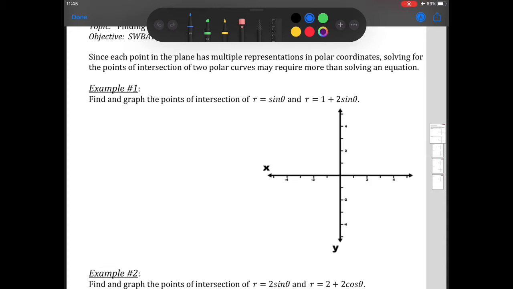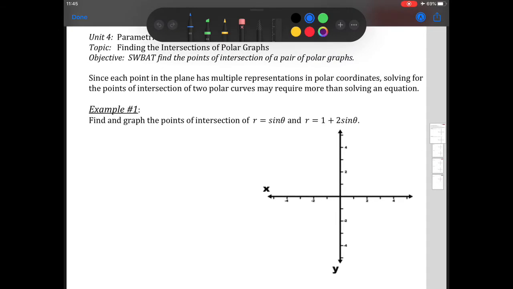Hey guys, welcome to the last lesson of this unit, lesson 5. Today we are going to be finding the intersection of polar graphs.